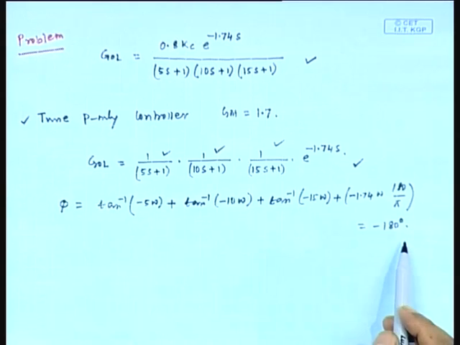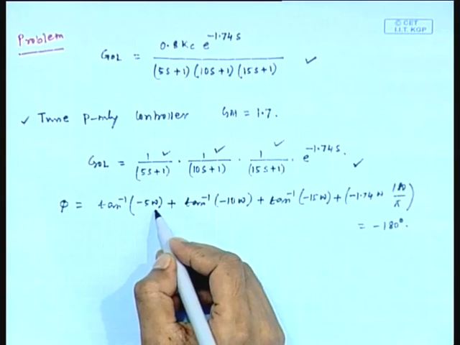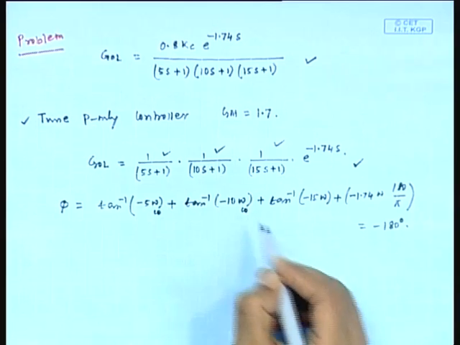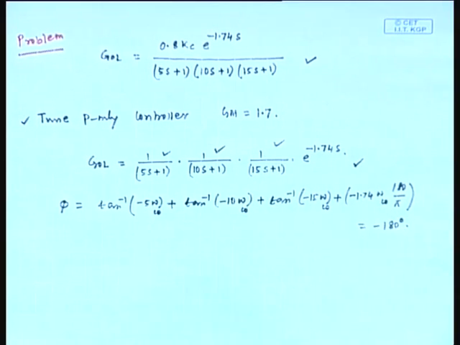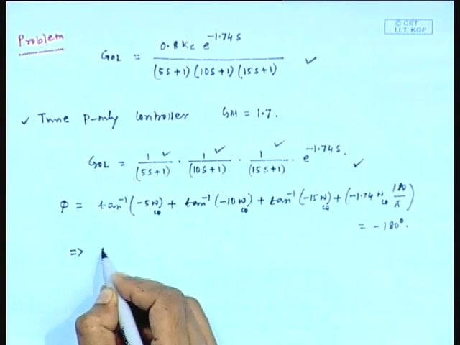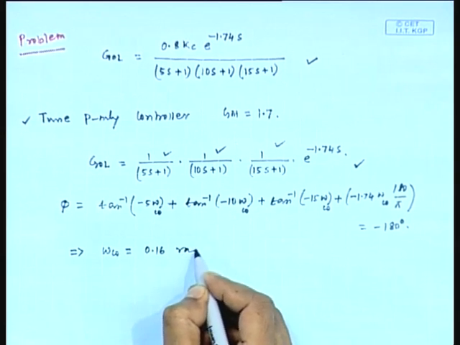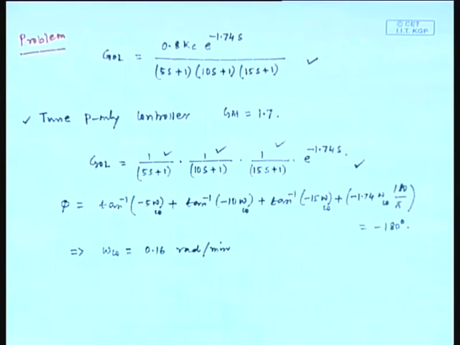See, when we write phi equals minus 180 degrees, then that omega is the crossover frequency. So, we can include the suffix CO, omega CO, here also omega CO, everywhere omega CO. Now, solving this we obtain the crossover frequency 0.16 radian per minute. Here time is in minutes.